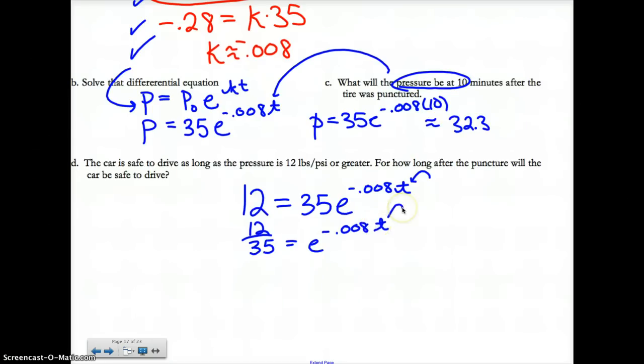Now again, I've got my variable trapped up in an exponent, and my base is e, which indicates that I need to do the inverse, which would be to natural log both sides.